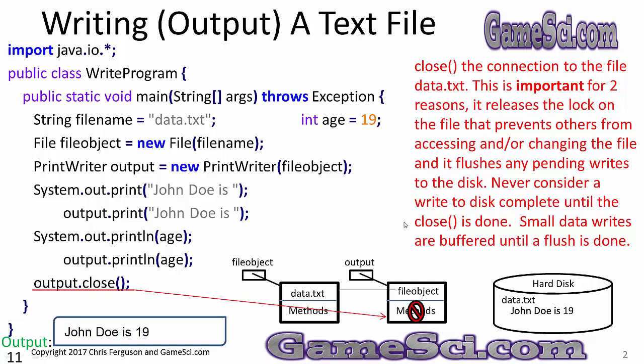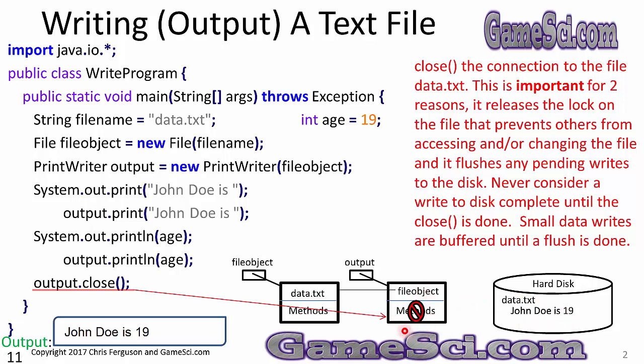Small data writes are buffered until the flush is done. The operating system isn't going to go back and forth writing a little tiny bit to the file each time. It waits till it accumulates a bunch of data, then flushes the whole thing out. This close command makes sure that your data is flushed to the hard drive.